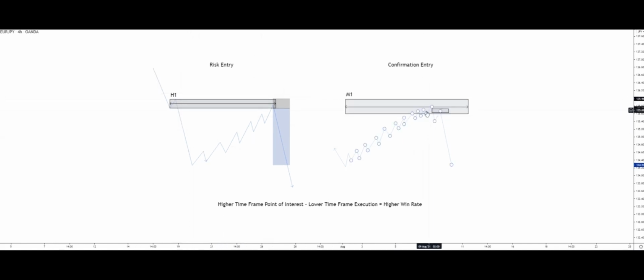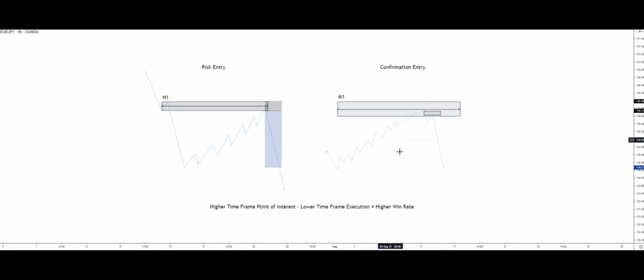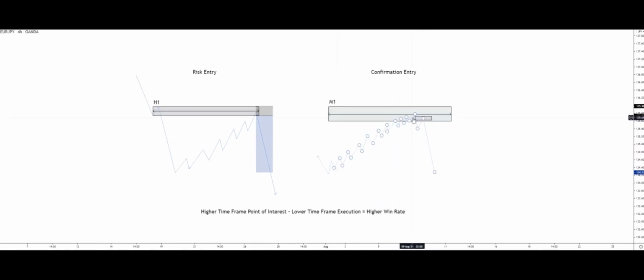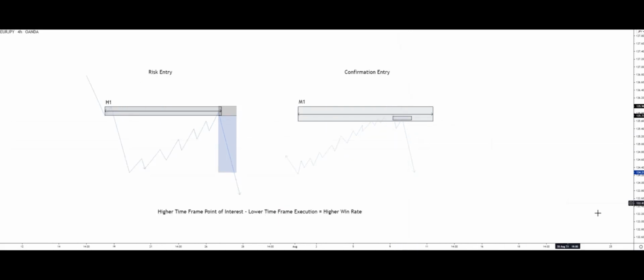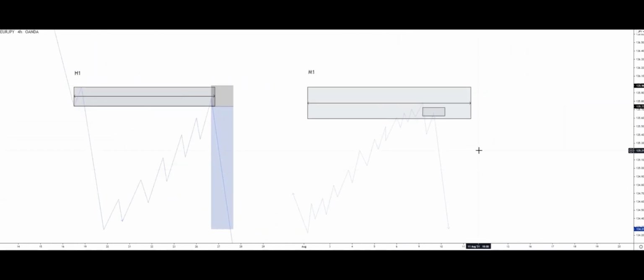Once price reaches this region, so once price reaches here, I will then go down to the 1 minute time frame. Even though there's going to be much more noise, I'm going to go down to the 1 minute time frame and just look for the structural swing points. Why do I look for the structural swing points? Again, because I'm going to be looking for my break of structure.